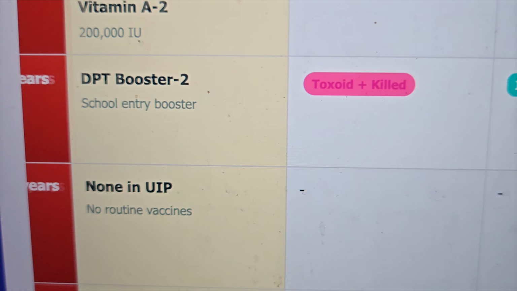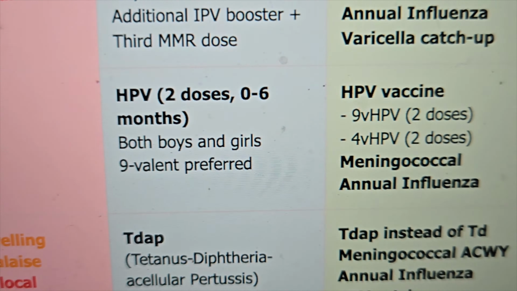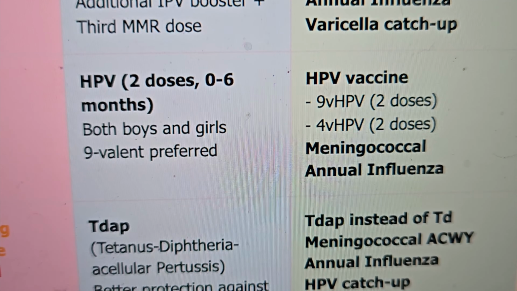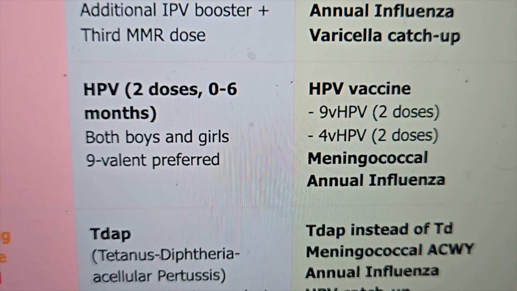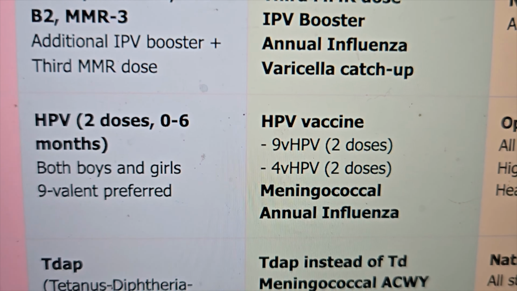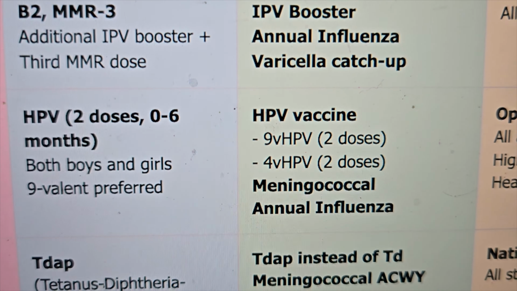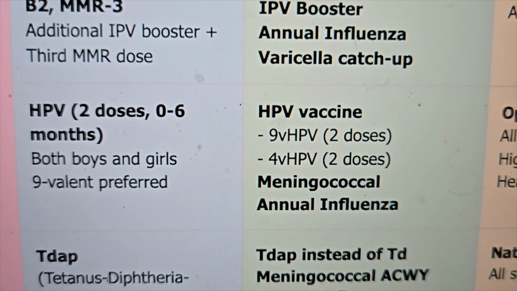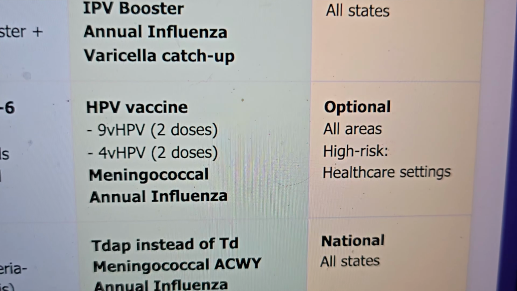Now coming to 9 to 14 years, basically in the IAP schedule in 9 to 14 years we give HPV, 2 doses 6 months apart, for both boys and girls. Because it's an optional vaccine, pediatricians used to recommend this. Human papillomavirus vaccine is a very important vaccine especially for adolescent girls. And HPV vaccine is an optional dose. Meningococcal is also an optional dose. Annual influenza vaccine is also an optional vaccine under the IAP schedule. These are all applicable only in high risk areas.